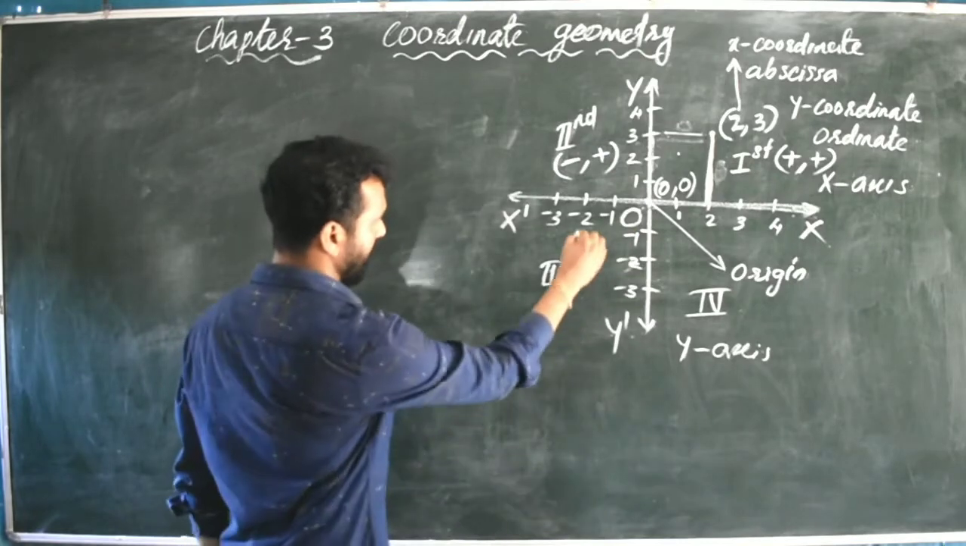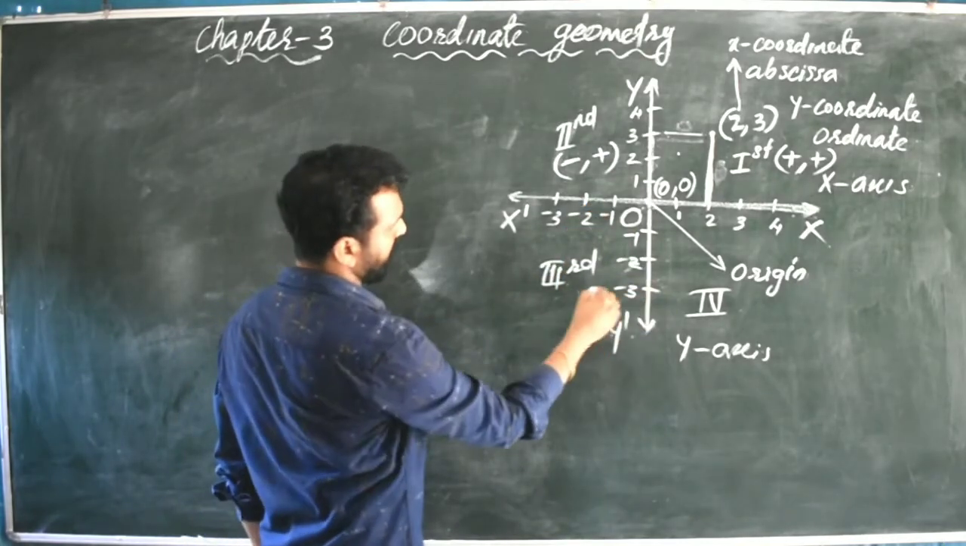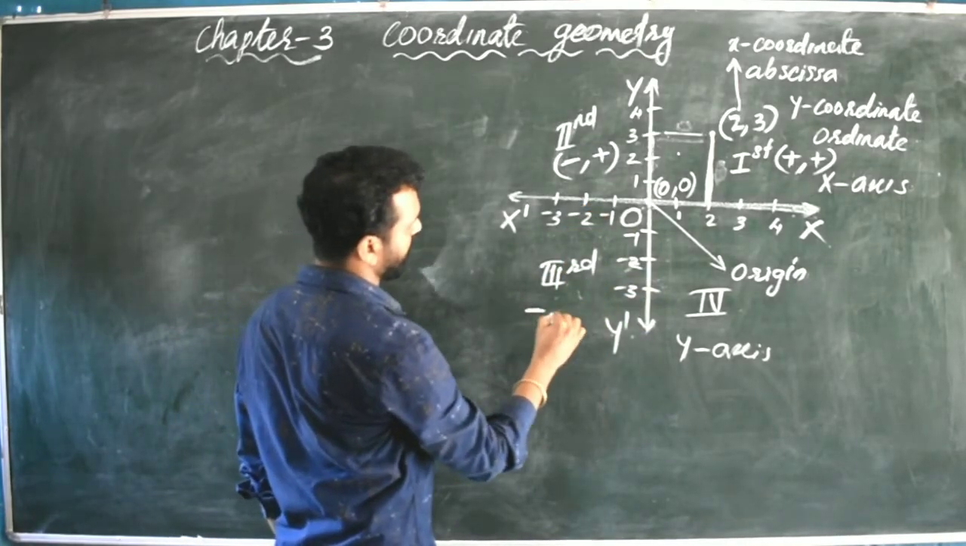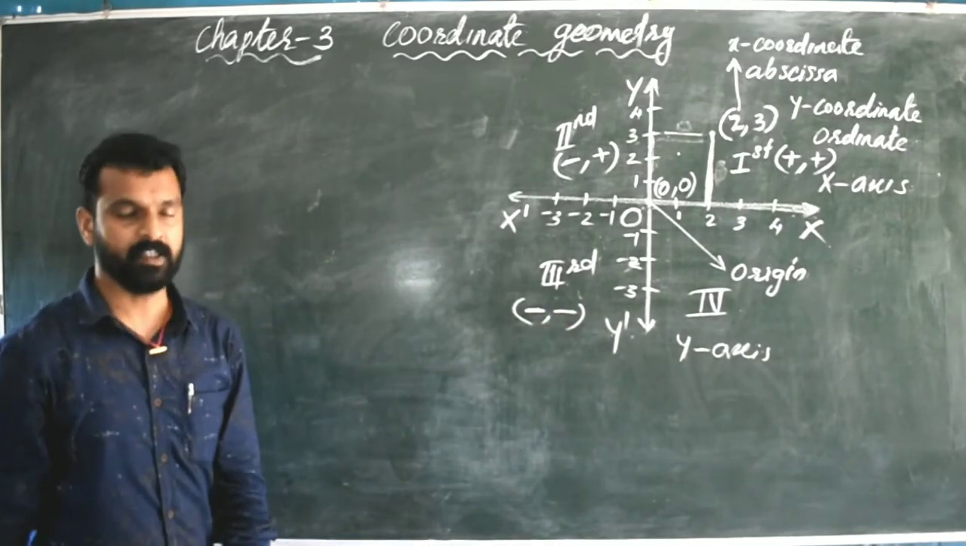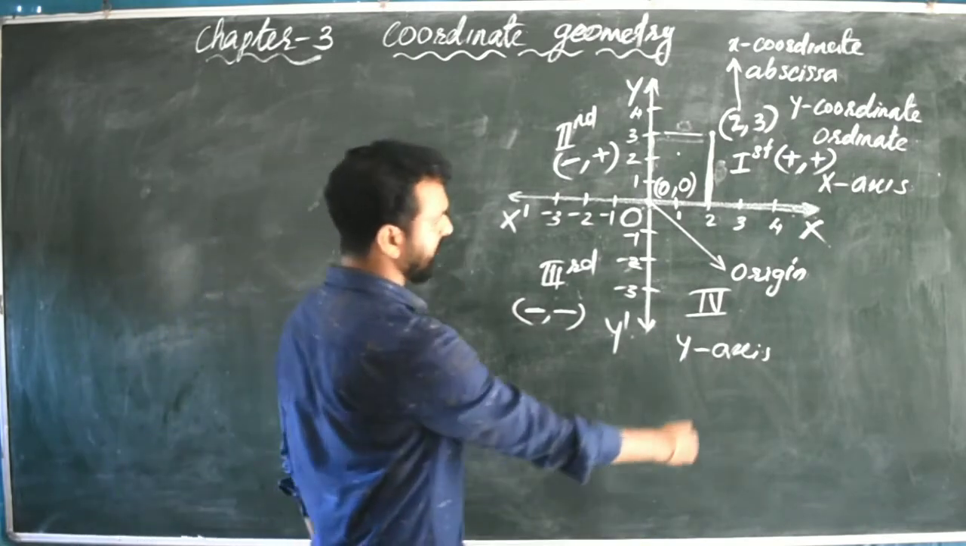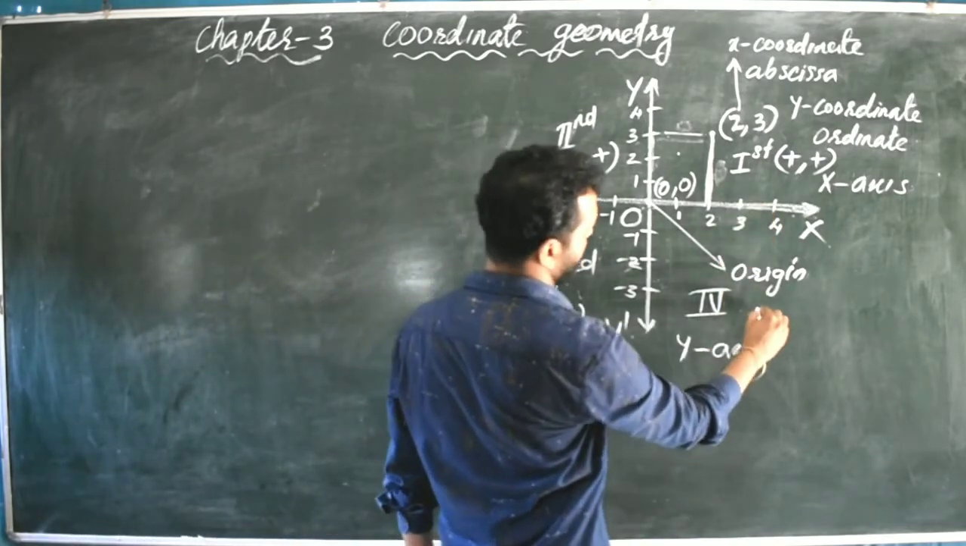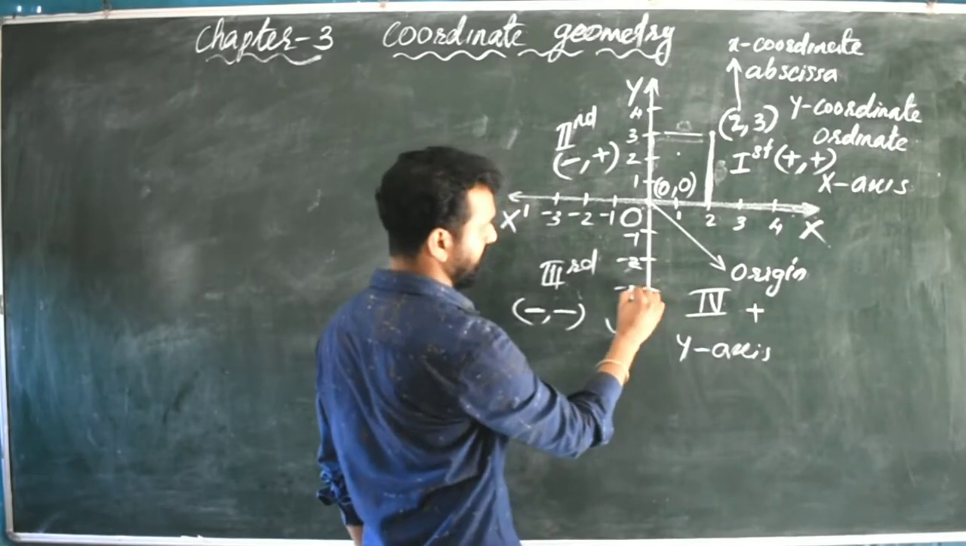And in the third quadrant, the x coordinate is negative, the y coordinate is also negative. In the third quadrant, both are negative. The x coordinate is negative and the y coordinate is also negative. And in the fourth quadrant, the x coordinate is positive and the y coordinate is negative.